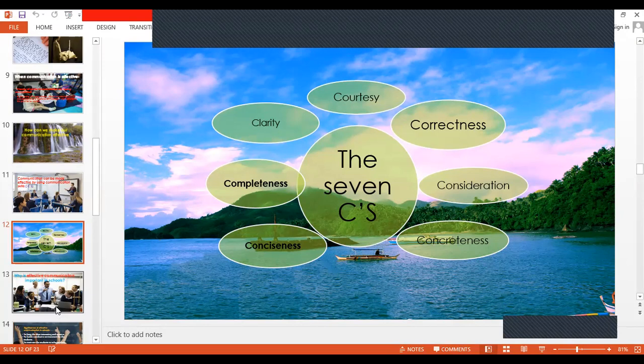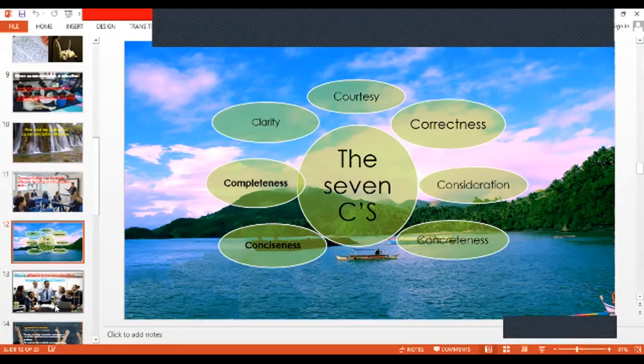Our next skill is conciseness. Conciseness is communicating complete information about a topic or idea in a few words. I'm giving you an example. Suppose there is a class. A teacher went to the class. He taught a particular topic for 1 hour. He explained and explained and explained the same topic for 1 hour.